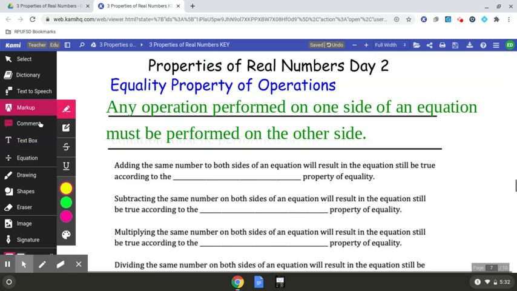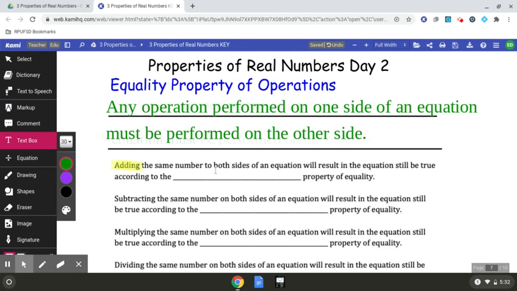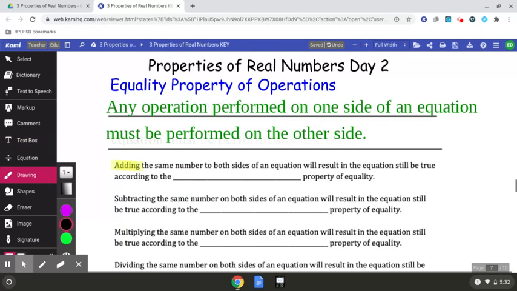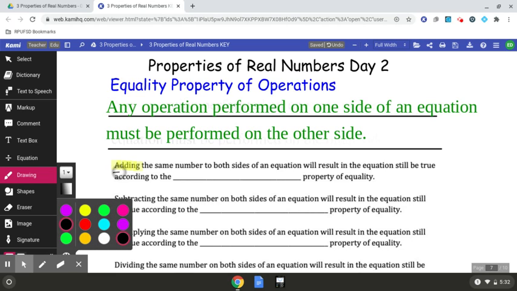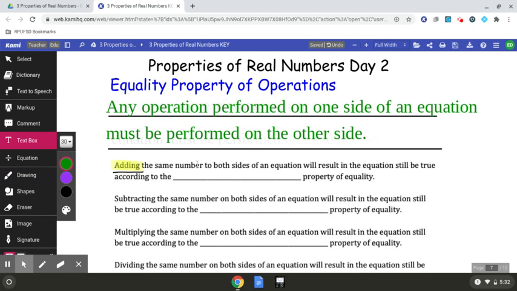So the first one talks about adding. Adding the same number to both sides of an equation will result in the equation still being true, according to whatever we're doing. So if we are adding, which is what they're saying, then it's just the addition property of equality.